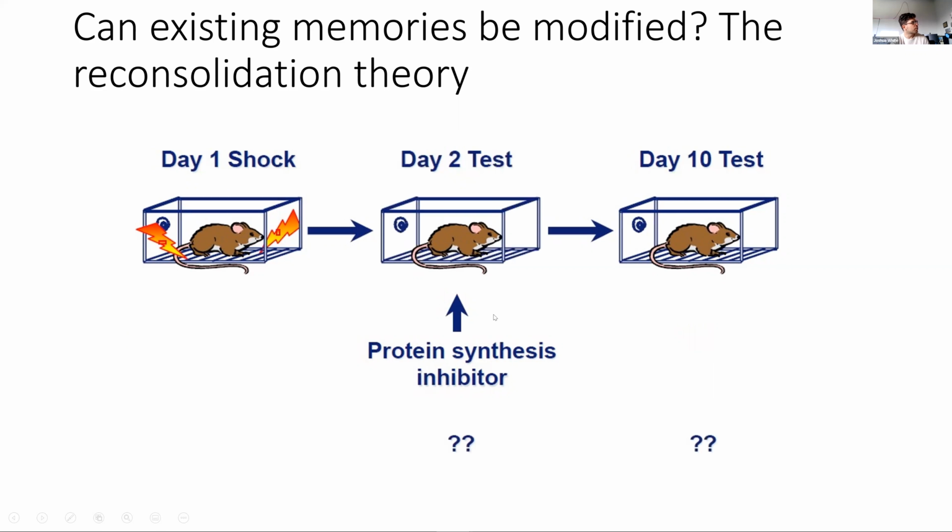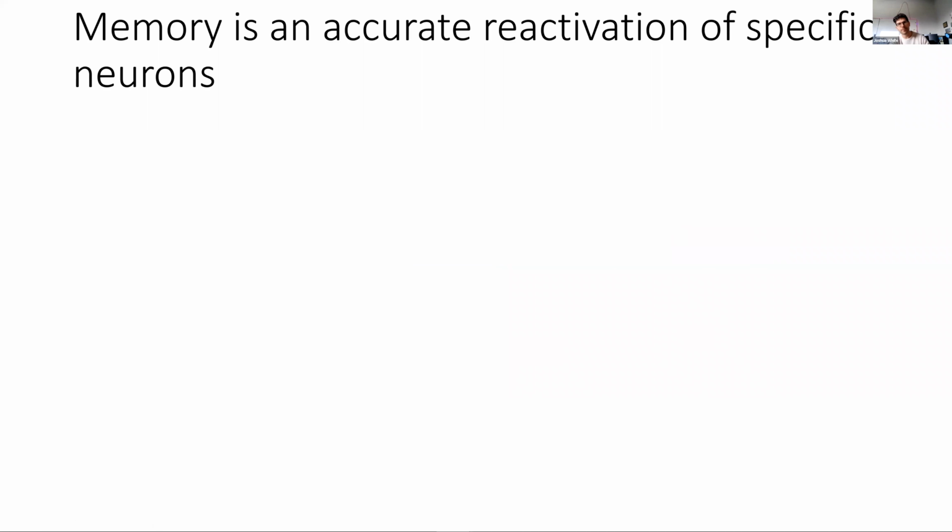But if you give a protein synthesis inhibitor in the context of the box on day 2, you can actually disrupt the memory on day 10, meaning that as they remember, it's fragile. And so you can actually disrupt subsequent recollections. Okay, so we're going to close on keeping in mind that you have actual neural circuits that are activated in order to elicit a memory.